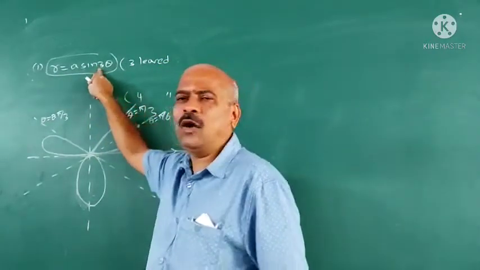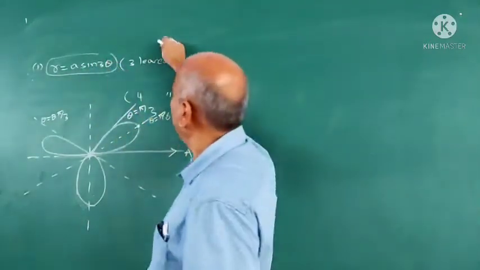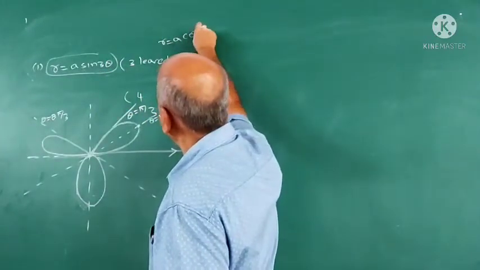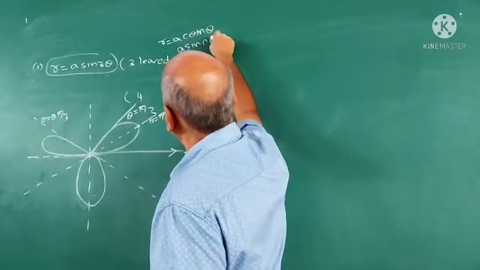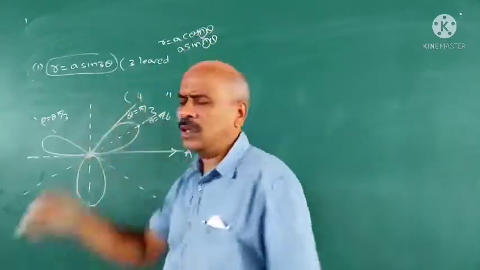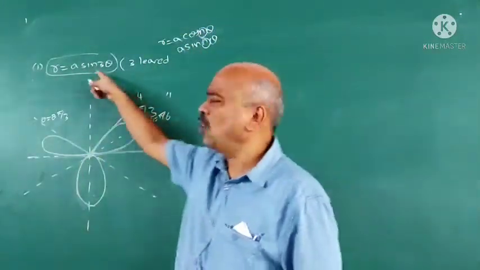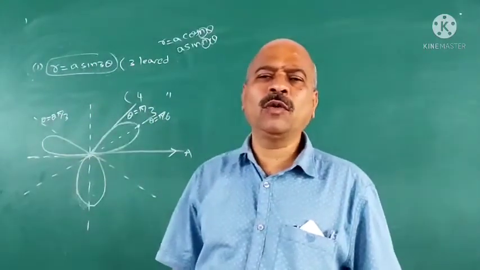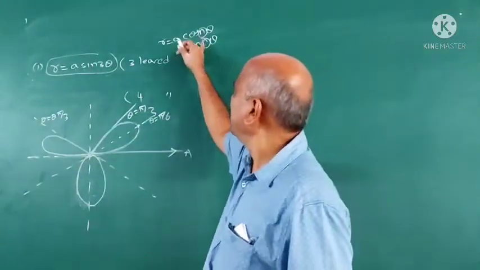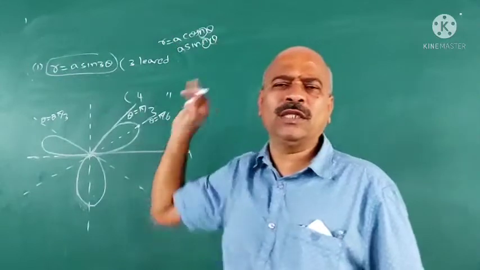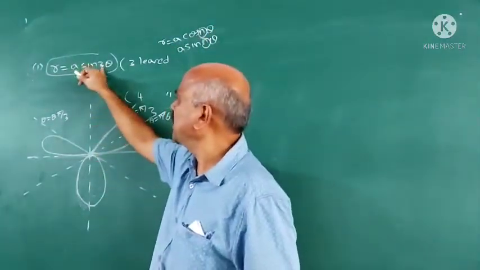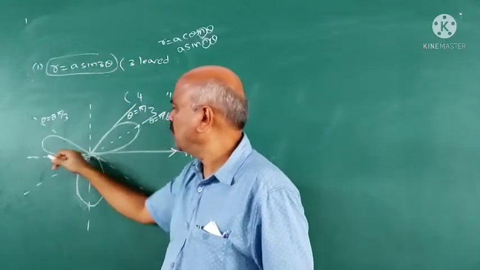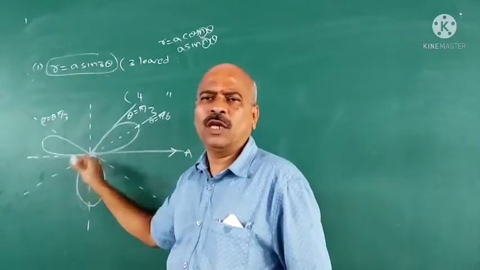Here 3 is odd. If the curve is r = a cos nθ or a sin nθ, then depending on n we have the number of loops. Suppose n is odd, we will get n loops. Suppose n is even, for both these curves, we will get 2n loops. In this case, sin 3θ, 3 is odd, so we have 3 loops here.